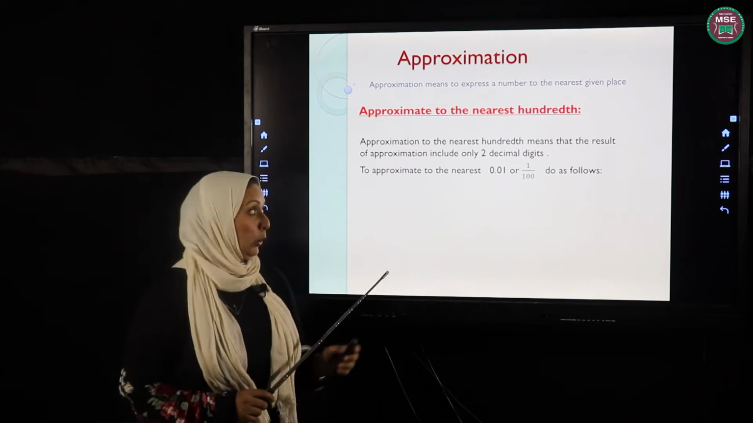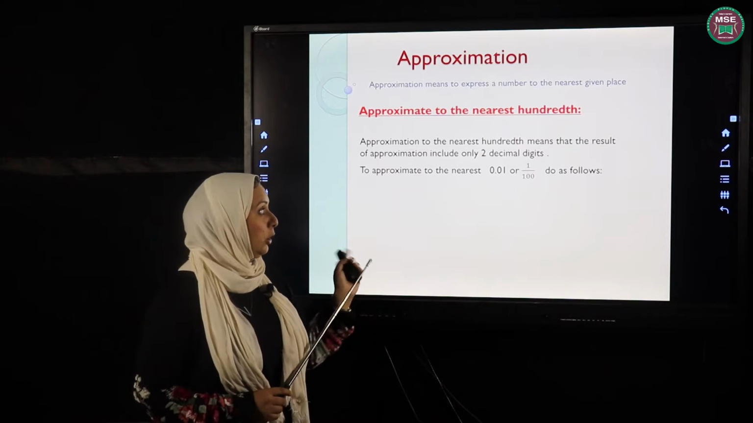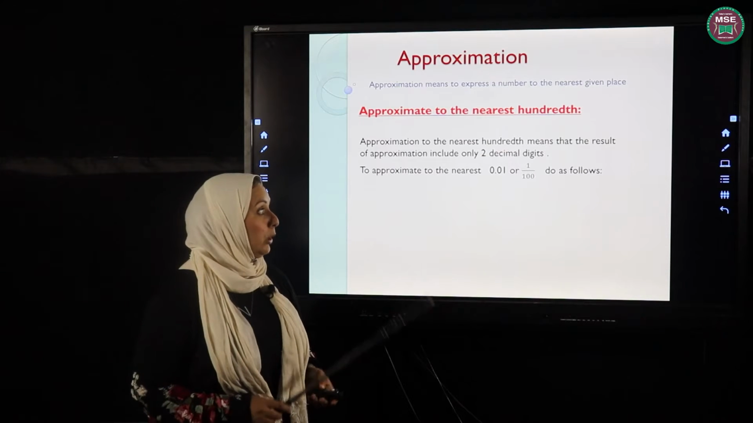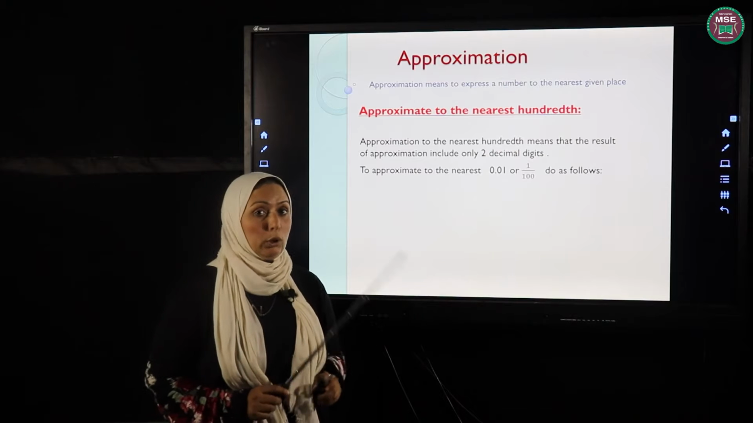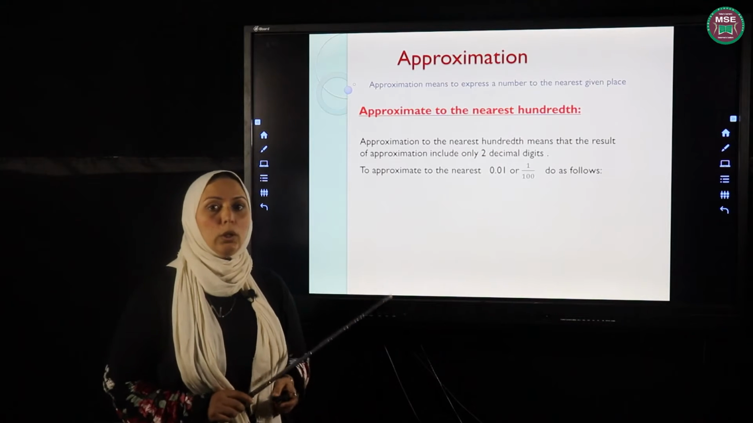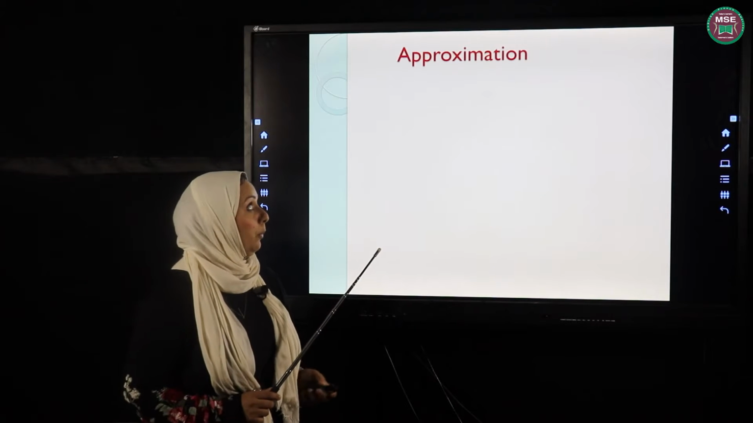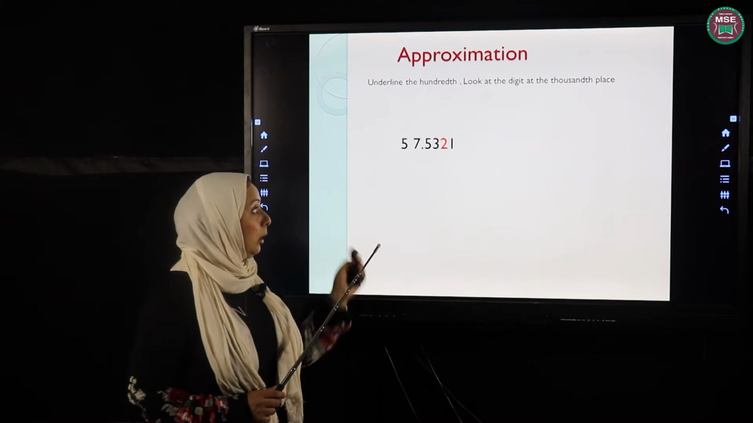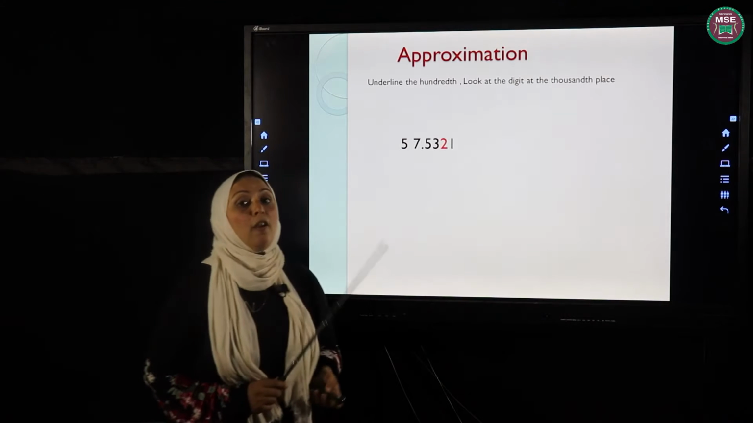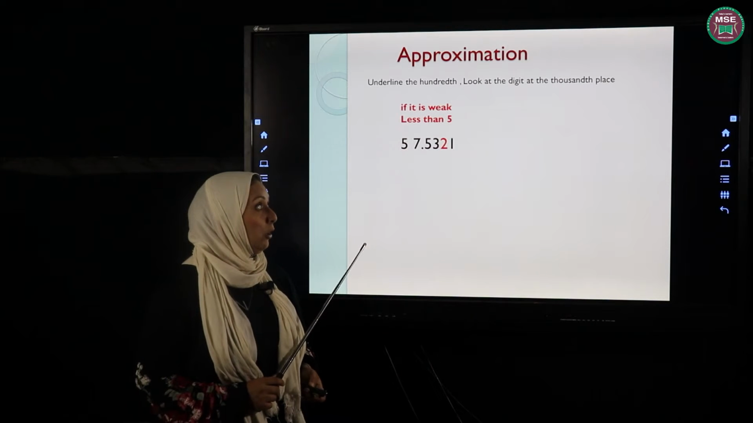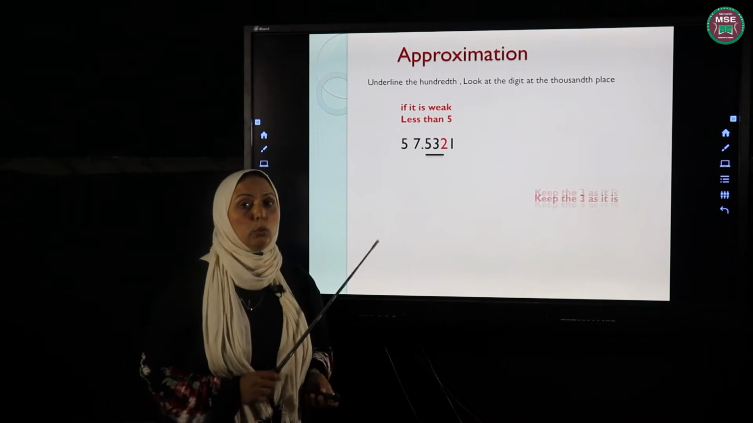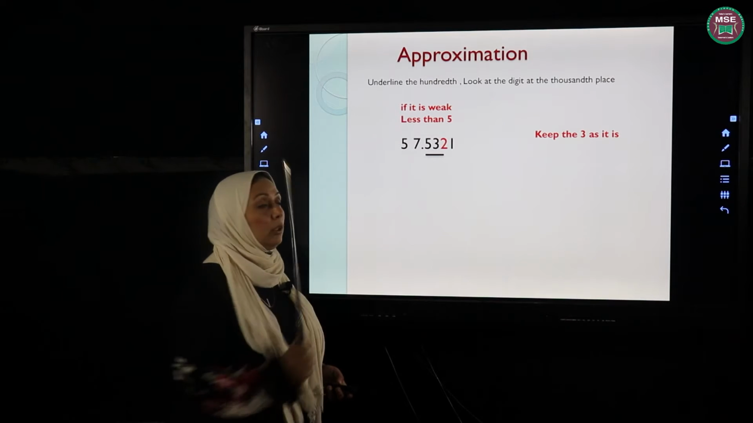The question said approximate to the nearest hundredth, or to the nearest 0.01, or to the nearest 1 over 100. Let's see an example. Approximate this number to the nearest hundredth. First of all, we have to underline the hundredth, then look to the number after the hundredth.